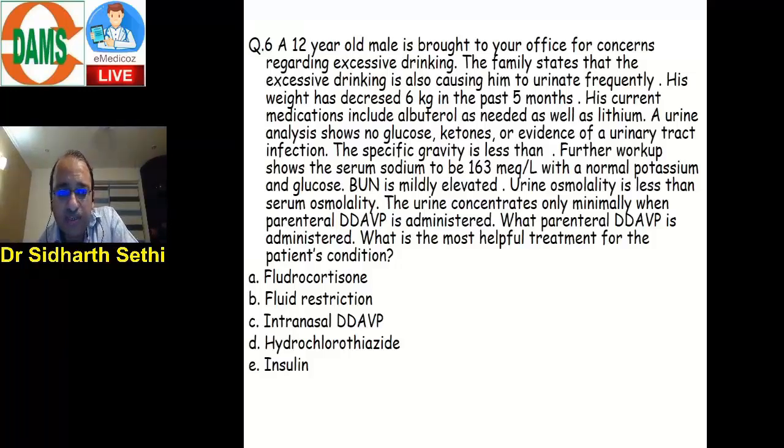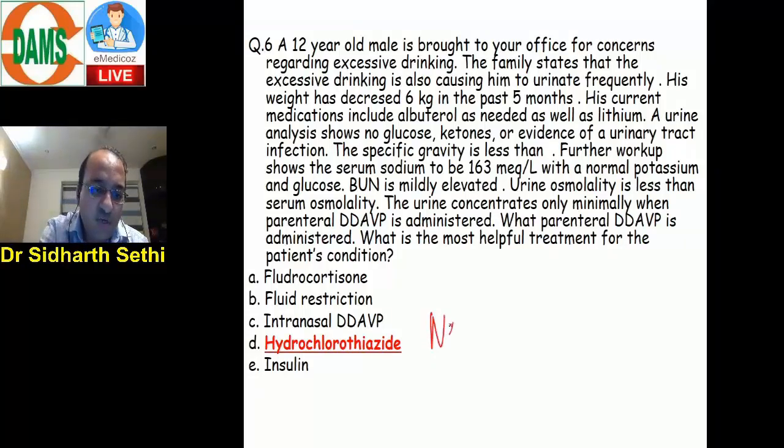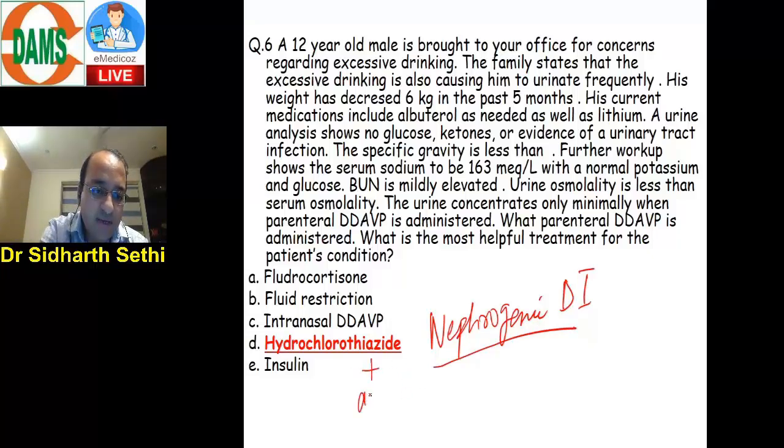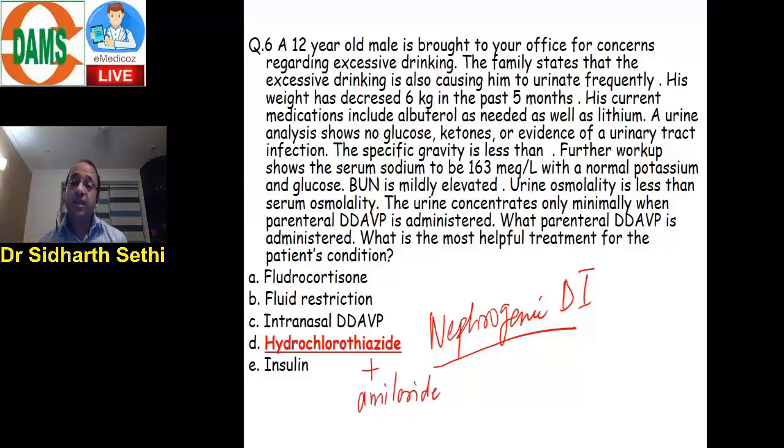Now here in this question, it's a typical boy in which on giving vasopressin, urine osmolality did not improve. So this question which I asked you was a typical nephrogenic diabetes insipidus. And remember, the drug of choice is hydrochlorothiazide plus amiloride to prevent hypokalemia. Yes, thiazides paradoxically reduce the polyuria in these patients. So in nephrogenic DI, thiazides paradoxically reduce the urine output.